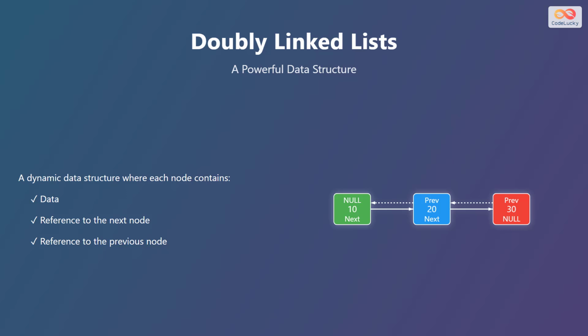Let's explore doubly linked lists, which are a powerful data structure. Doubly linked lists are a dynamic data structure where each node contains data, a reference to the next node, and a reference to the previous node. This structure allows for efficient traversal in both directions.